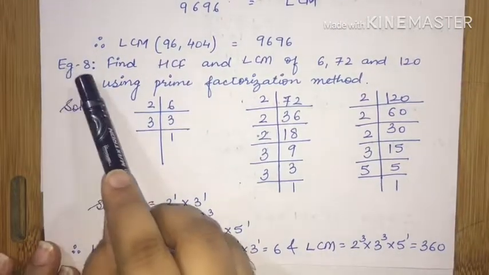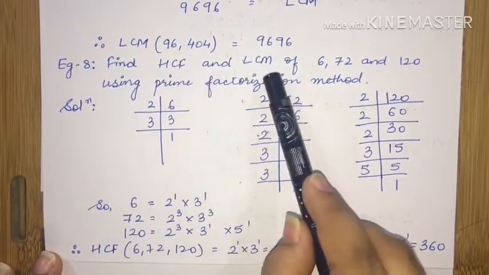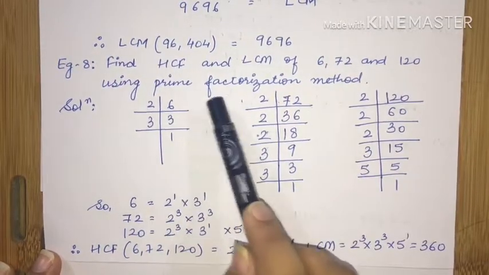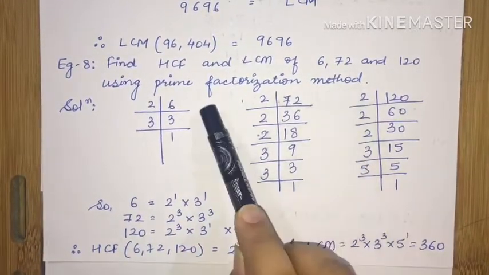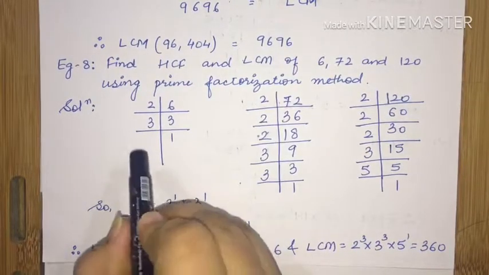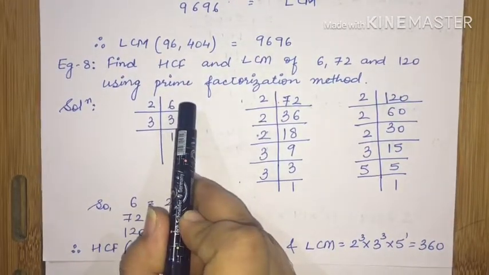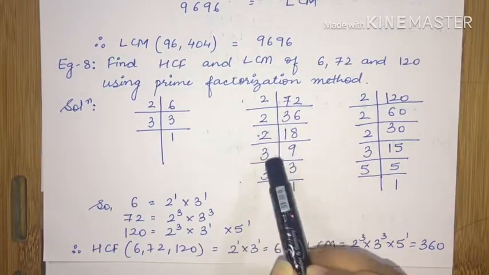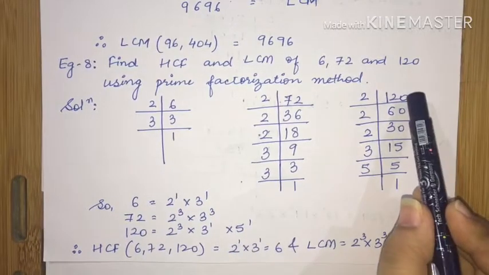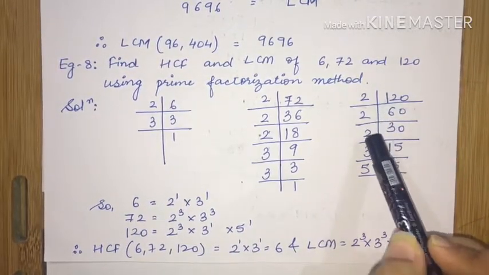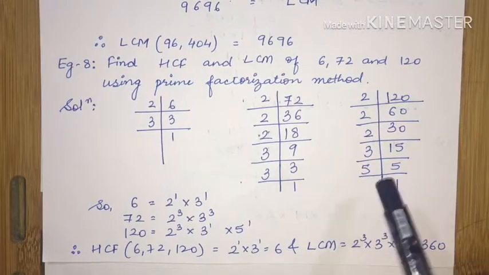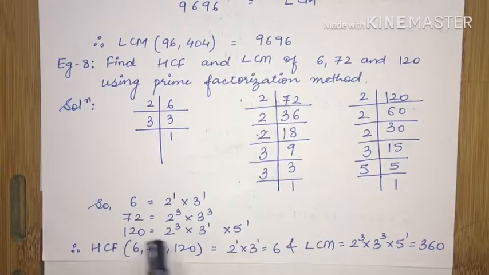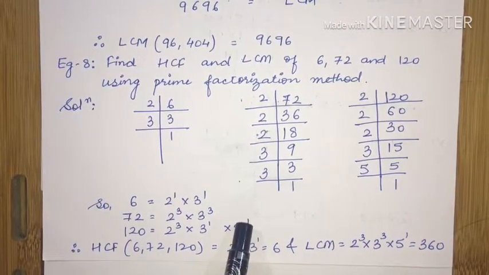So example 8 is: find HCF and LCM of 6, 72 and 120 using the prime factorization method. So in this question we'll use only the prime factorization method. The prime factors of 6 are 2 into 3, 72 is 2 into 2 into 2 into 3 into 3, and 120 is 2 into 2 into 2 into 3 into 5. So prime factors of 6 are written over here, likewise 72 and 120 are mentioned in this way.